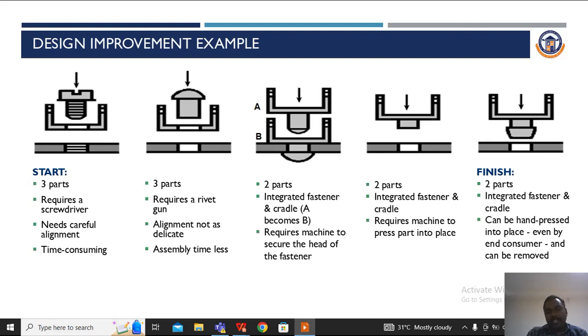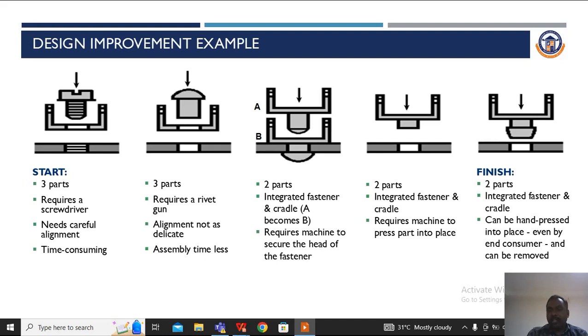If we take the third one, the integrated fastener, the number of parts is reduced: only the cup shaped product and the flat shaped product. The flat plate and the cup shaped product need some design modifications. The integrated fastener requires a machine to secure the heading of the fastener, so we require additional machine investment for this.